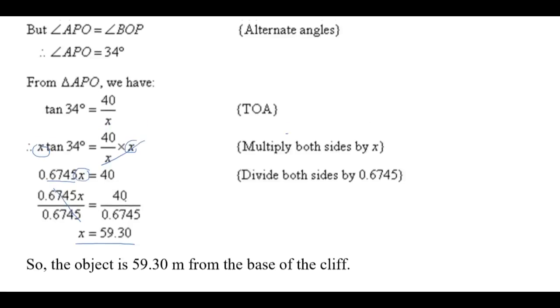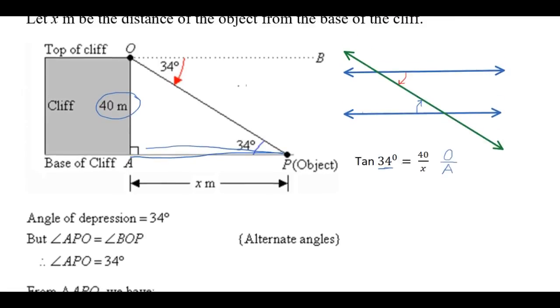So I always ask my students to look at that and see if it's reasonable. Would it be reasonable to say that the object is approximately 59 meters away from the base when the height of the cliff is 40 meters? Well, yeah, that's a reasonable amount. So you can always check the mode of your calculator. If you've calculated something that's really, really small, you probably multiplied where you were supposed to divide, or vice versa. So if you have any more questions, ask your teacher.